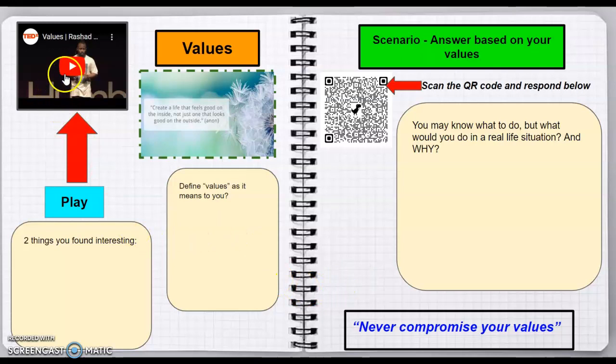On the following page, we have a video up here above, which we will play in class. And then below, 2 things that you found interesting in his presentation, either something you learned or how dynamic the presentation was. Just a couple comments on your response to that. And then in the text box next to that, define your values as it means to you. We know that values are a belief system, but when you hear the word values, how does that resonate with you?